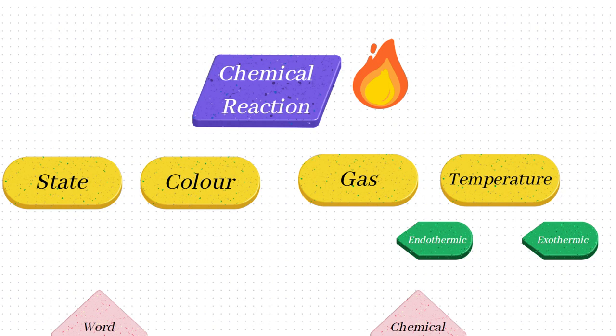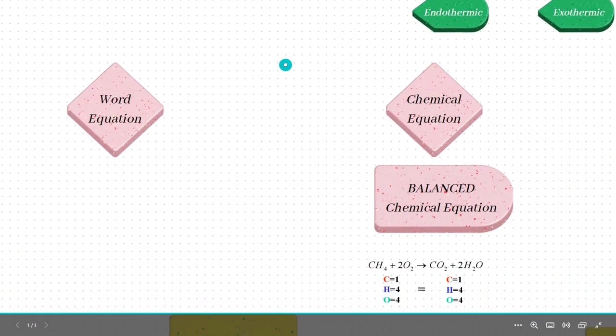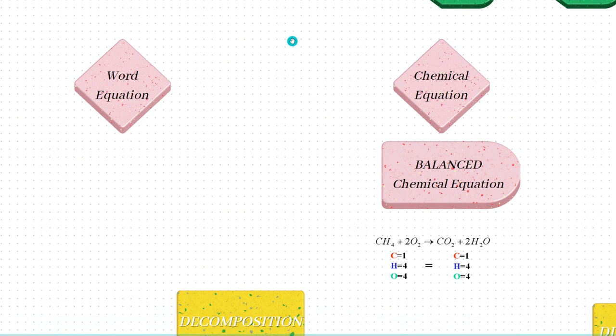For example, endothermic: when you cook an omelette, heat is absorbed by the egg, right? So that is an endothermic process. Exothermic is anything which releases heat during a chemical reaction. So you have studied till this. Now let's go to the word equation and chemical equation.